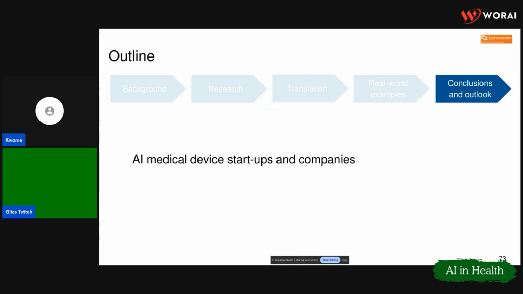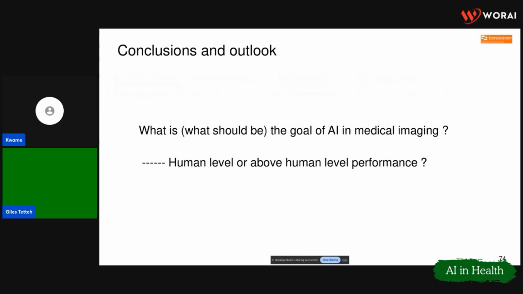Now, just as a conclusion, although time is already spent, there is just one question that I want everybody to think about: what should be the goal of AI in medicine or in medical imaging, for example? Is it that we want human level performance, that, okay, we have a model which can perform as well as humans, or do we want above human level performance? So when do we say a model is good? Is it when it performs like a human or when it performs better than a human?